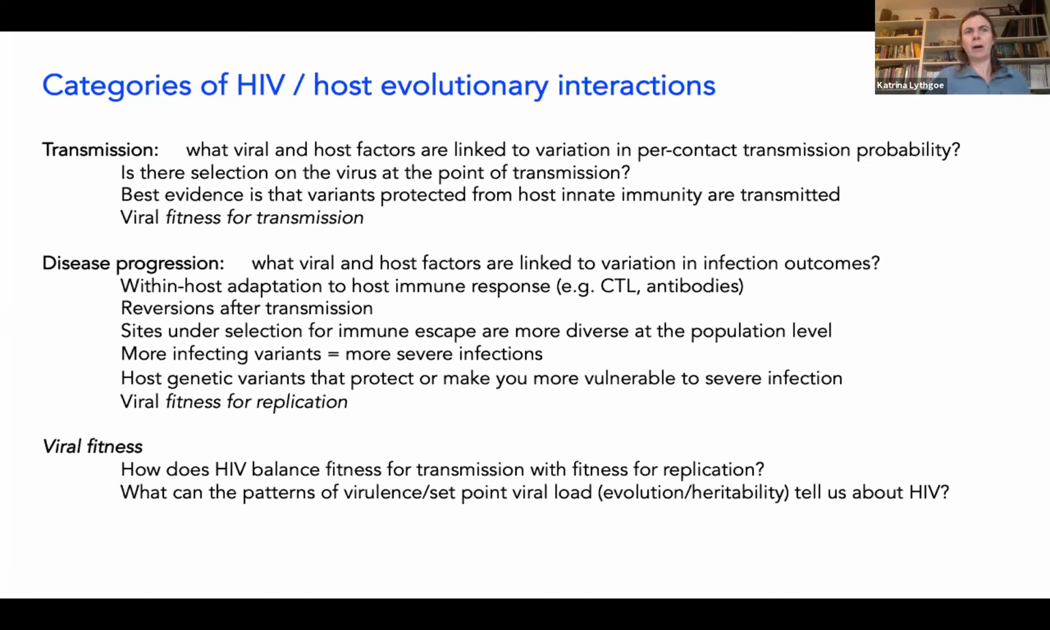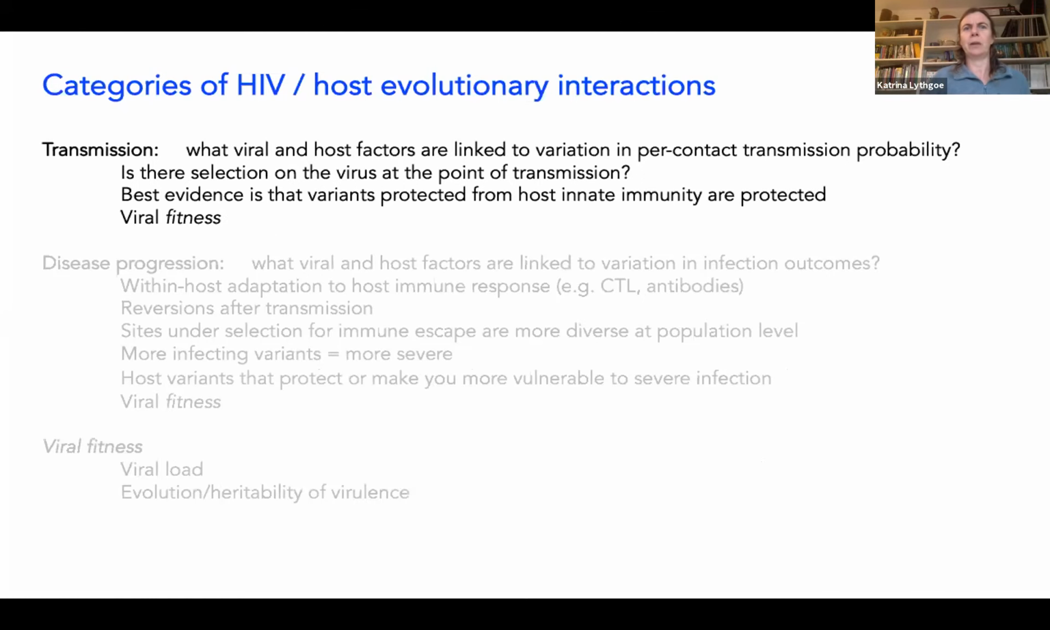So if we think about transmission between individuals, we might want to ask what is it that makes a virus good at transmitting, which can be important for lots of reasons. We might want to think about, for example, vaccines, and if we know the characteristics of variants that are transmitted, then we can maybe start to think about how to target vaccines better. So the question is, is there selection on the virus at the point of transmission?